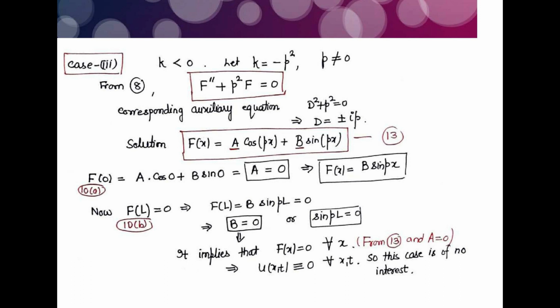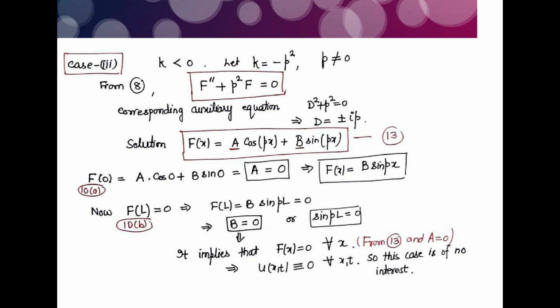Now we use boundary conditions given by equation number 10 to find the value of these two arbitrary constants A and B. So I'm starting with the first one, equation 10a, that F of 0 is 0. In equation number 13, put x equal to 0. We get A times cos 0 plus B times sin 0. So sin 0 is 0. So finally we have F of 0 is capital A, but F of 0 is 0 by equation 10a. So this implies that capital A is 0. So from equation number 13, we can rewrite capital F of x as B times sin px.